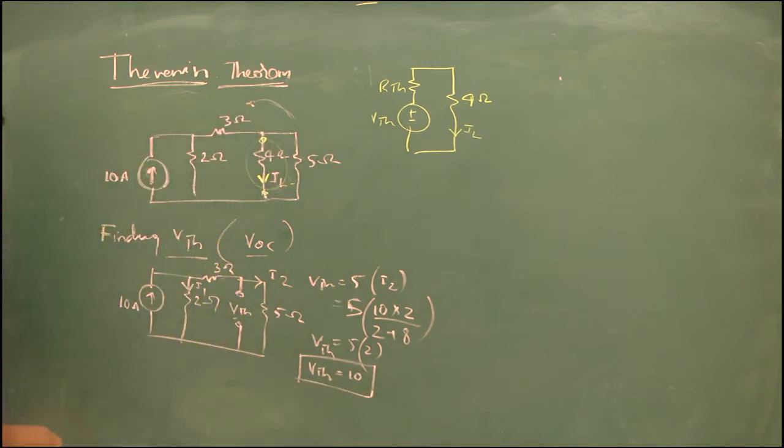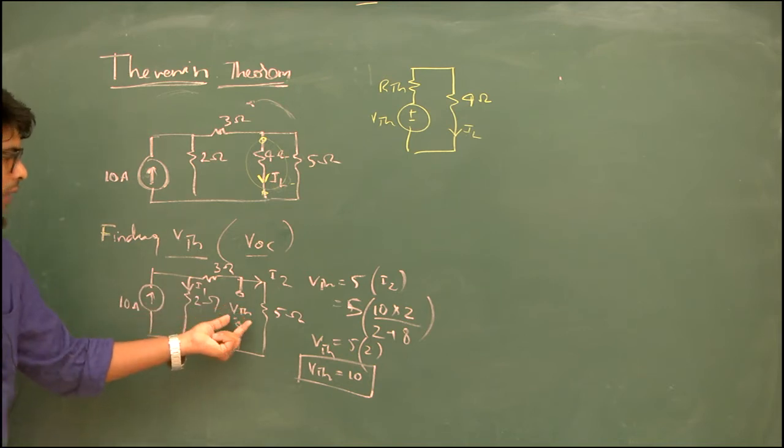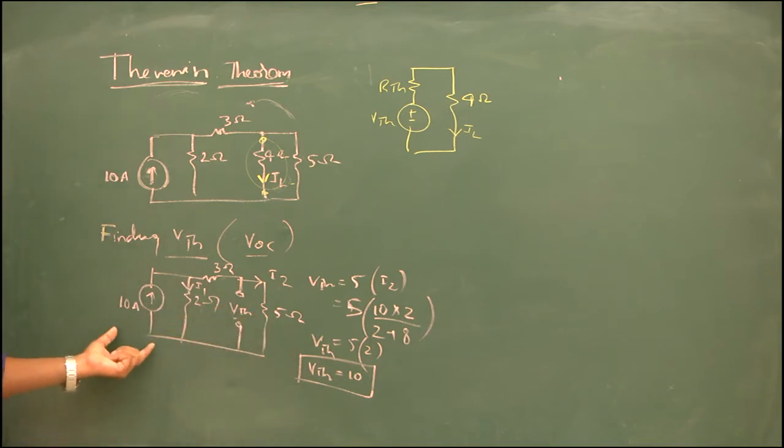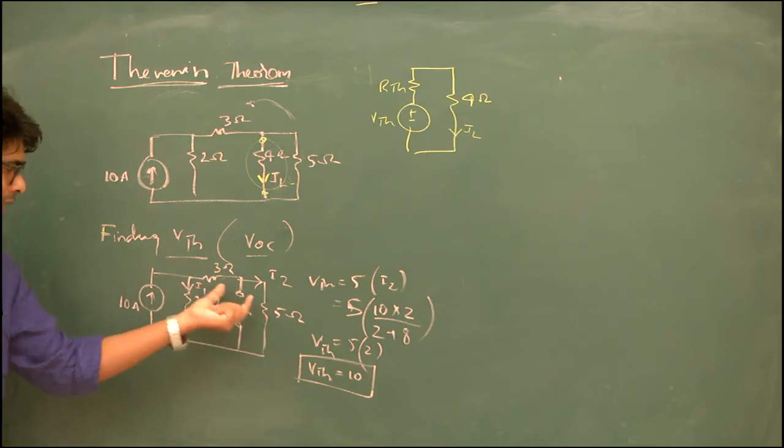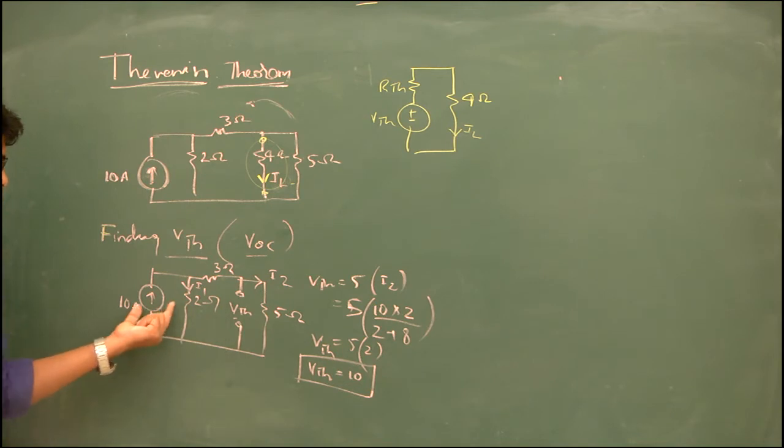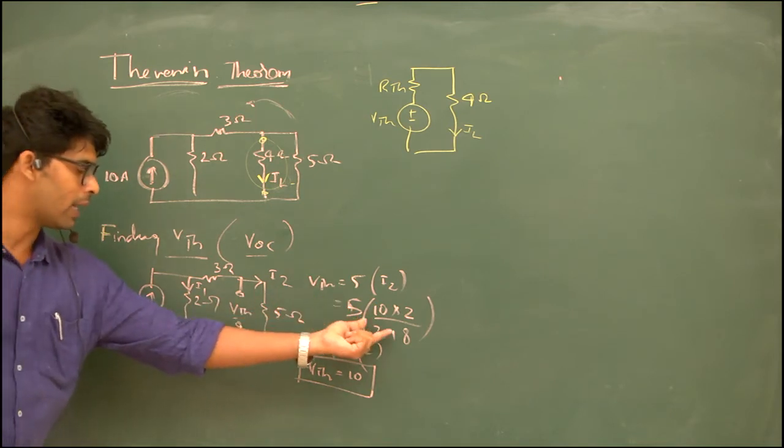Okay. Many people keep two meshes, one mesh and another mesh, and find I1 and I2. After finding I2, they find V Thevenin equal to 5 into I2. Instead of doing that, if you know the current division rule, you see the 2 ohm and the 3 plus 5 are parallel branches, therefore we can find I2 directly by the current division rule.